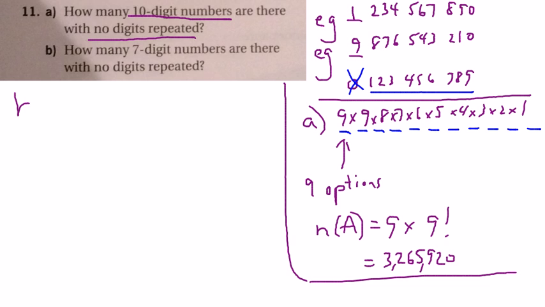And for part B, it says how many 7-digit numbers are there with no digits repeated. Please don't fall into the trap of thinking that there are 7 factorial ways. Even if you consider that the first digit can't be 0, there's still 9 options. So the number of ways for event B, 7-digit number, would be 9 options for the first digit. And then there are 6 remaining digits.